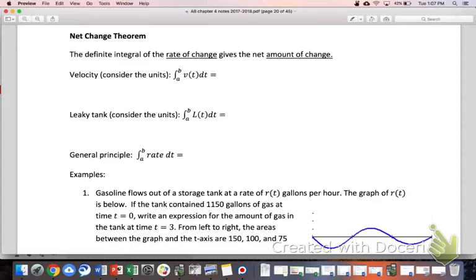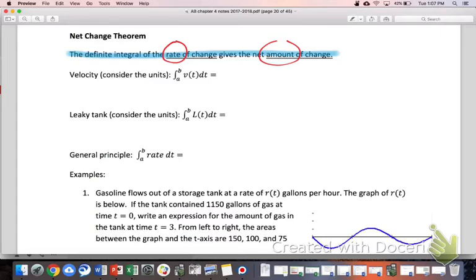So here it is, really just in a nutshell. The net change theorem is right here. The definite integral of a rate of change gives the net amount of change. It's really easy to not see the important change in wording there. I underlined it. I'll circle it. So if you do the definite integral of a rate of change, you will get the net amount of change.